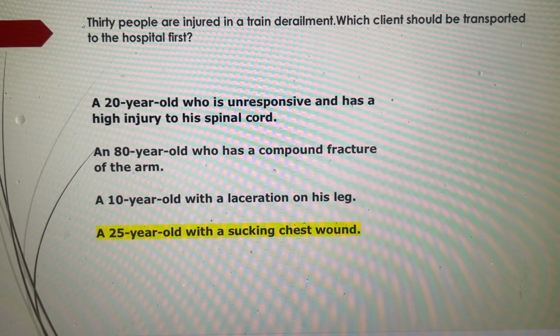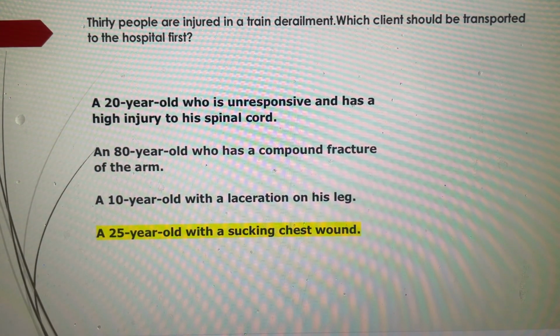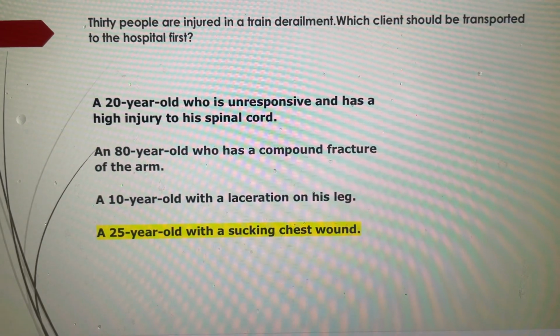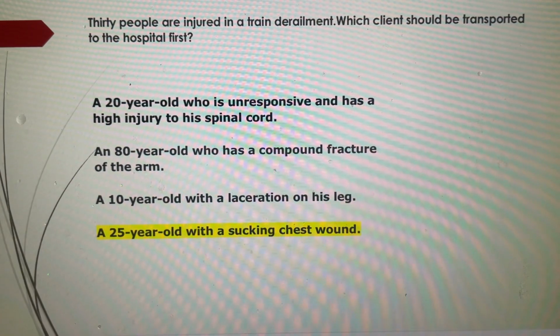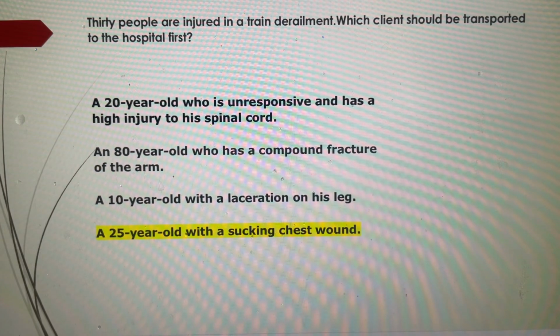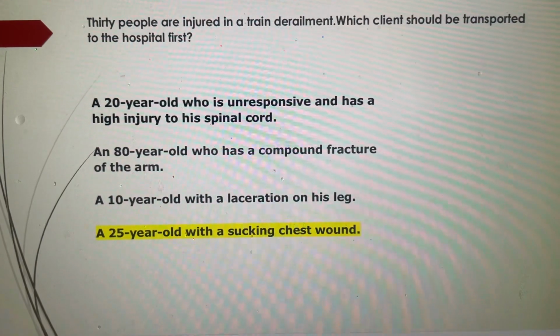Going forward, number 2 option is an 80-year-old who has a compound fracture. Now, a compound fracture is a very, very painful condition, but it can also lead to infection, tissue damage, healing complications, and eventually a serious complication called compartment syndrome, which we'll not delve into. But with this number 2 option, we will categorize this patient as a yellow tag.